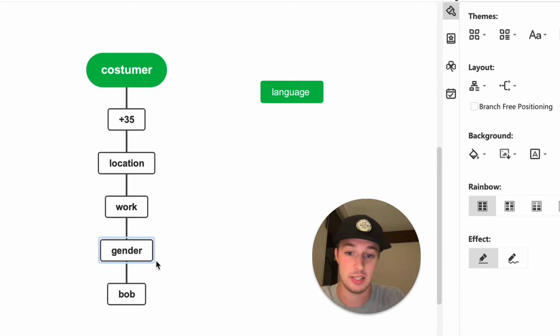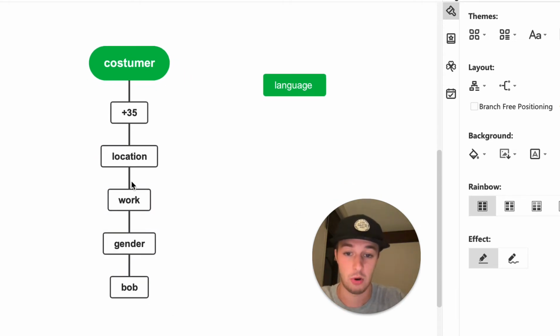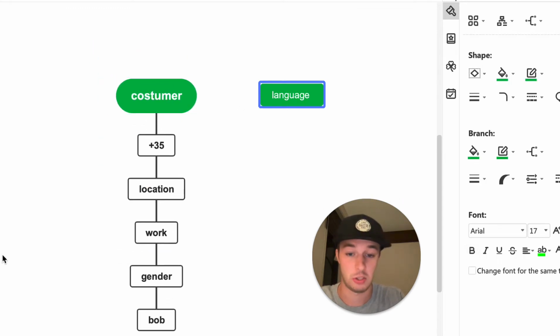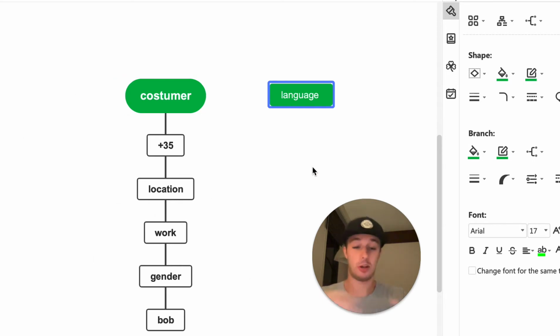Another thing is, like we said, gender, work, occupation, location, and of course, like I said, language. Those are all the important things that you have to use, because once you have that, you can easily, let's say, put the target on the wall and know exactly who you are speaking to or who you are targeting, right?